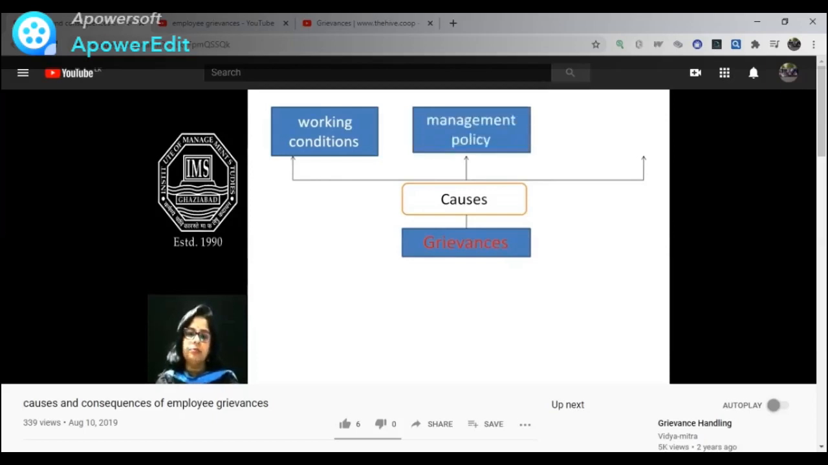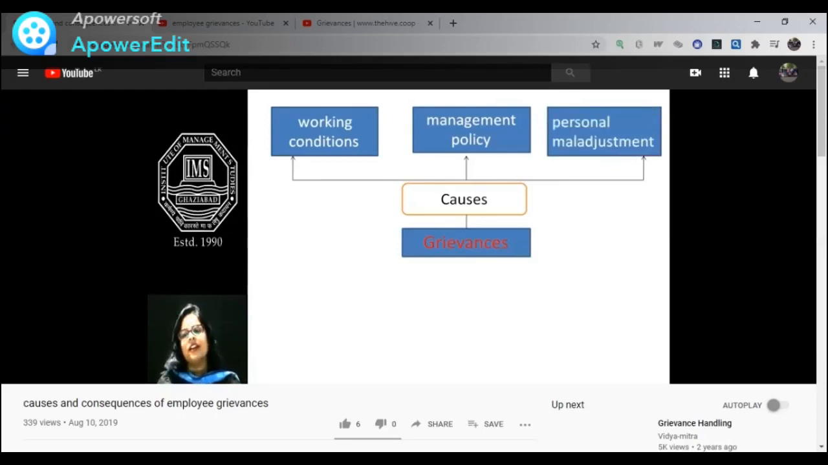The second cause is management policy. Management policy related to wages, salary, promotion, transfer, disciplinary action. If improper, maybe the rules are written properly but implementation is improper, or maybe the policies are unfair and the implementation varies from person to person, so people may get dissatisfied, people may feel uncomfortable at their place.